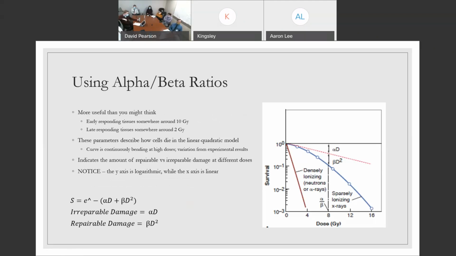So, some interesting uses for alpha-beta ratios. They're more useful than you might think. As I was preparing this, there were some practice questions that I wouldn't have known how to do, and they're relatively simple to solve. So just real quick, early responding tissues have an alpha-beta ratio of somewhere around 10 gray, whereas late responding tissues are generally somewhere around 2.